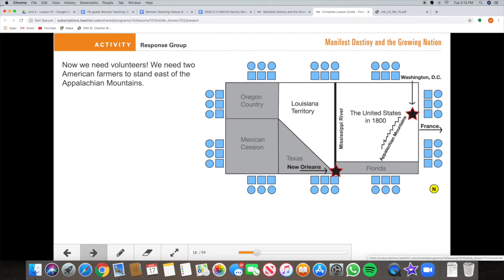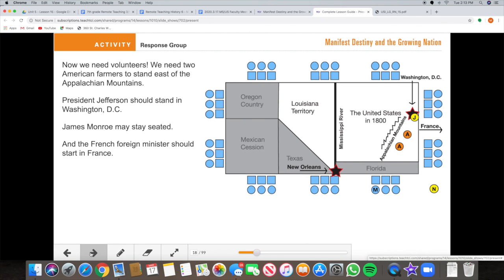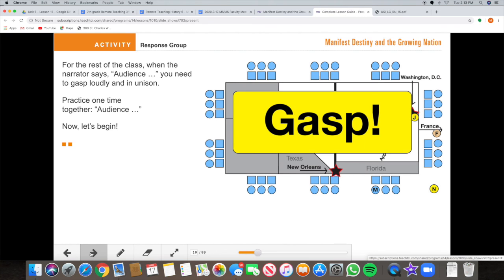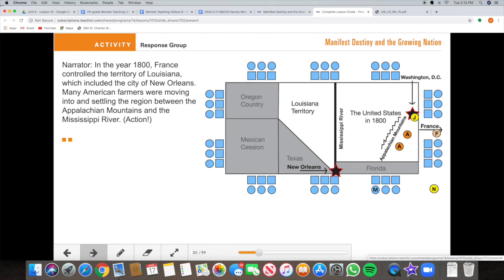Now we need volunteers. Well, we don't, right? We are not acting this out. So if we were in a classroom, we would be acting this out together, but we are just following it along. Okay. I'm going to be the narrator.